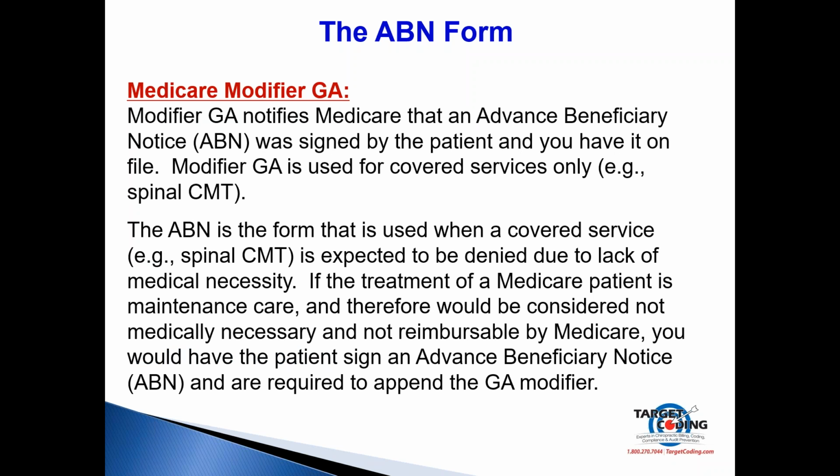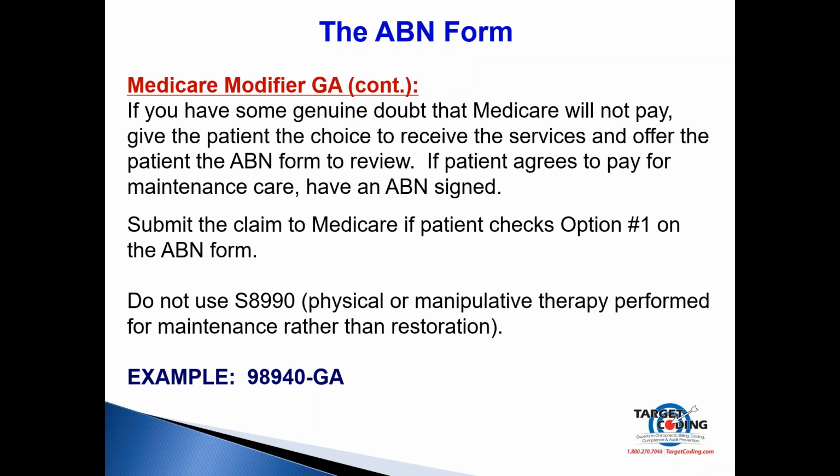Modifier GA. GA tells Medicare that you have a signed ABN form on file. So the ABN form is used when a covered service is expected to be denied due to lack of medical necessity. If a treatment of the Medicare patient is maintenance care, therefore it would be considered not medically necessary, not insurance reimbursable. That's when you're going to have to offer the patient the ABN form.